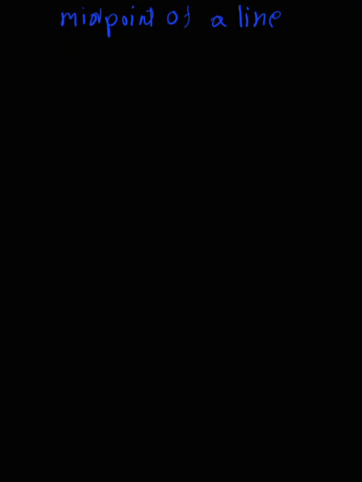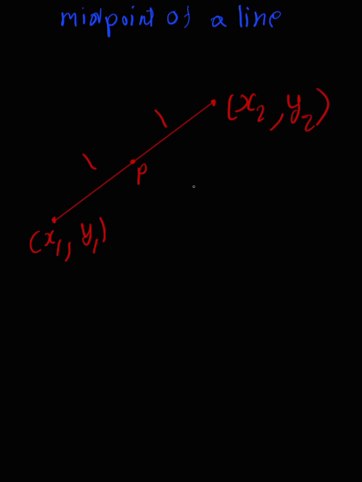Now we will be discussing the midpoint of a line. So midpoint of a line basically means that if you have the same thing and there is this point P, what the midpoint means is that it divides this line segment into two equal parts, which will be 1 and 1. This is our x1 comma y1. This is our x2 comma y2. All right, and let's look at what happens when we apply the section formula here to obtain the midpoint's value.